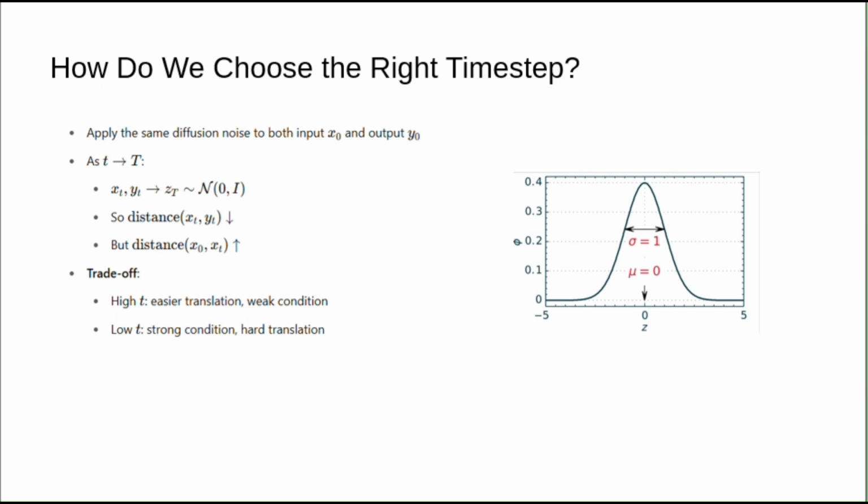But there's a problem. As t increases, the noisy input xt becomes less and less like the original image x0. So while translation becomes easier, the amount of information retained from the input drops, and that's bad for conditioning. So we are facing a classic trade-off. At high t, translation is easy, but the input signal is weak. At low t, the input signal is strong, but translation becomes harder. And that's exactly what we are trying to solve.